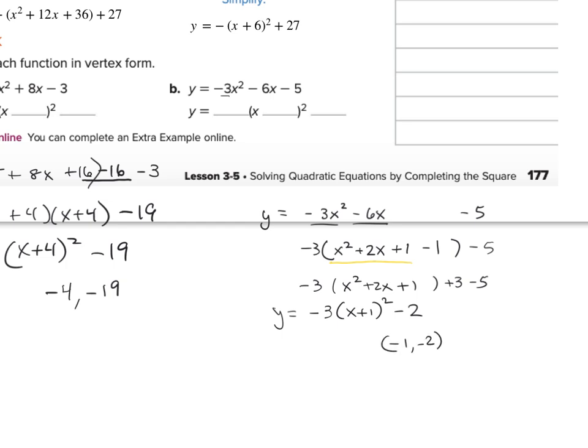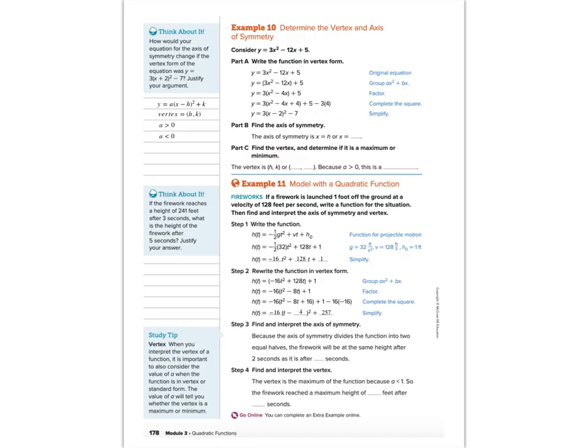That's the goal, to get to that vertex form. Spelled vertex way wrong there. That's the goal of this whole process.